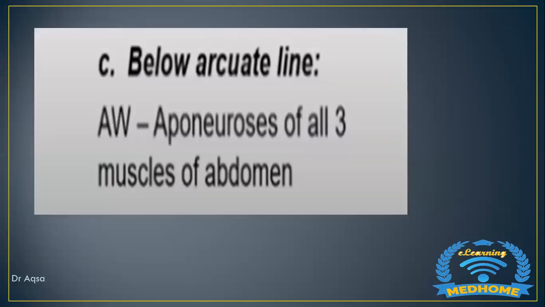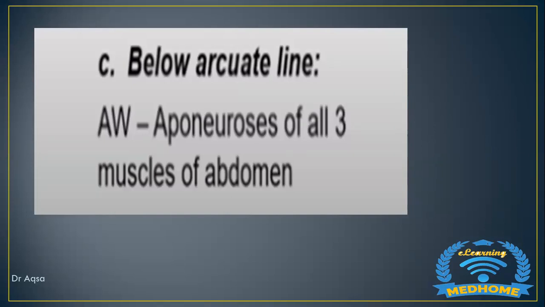Now what happens below the arcuate line? Below the arcuate line, the anterior wall is formed by the aponeurosis of all three muscles. What are the three muscles? The external oblique, internal oblique, and the transverse abdominis. But posteriorly, again, the wall is deficient, or there is no wall present posteriorly.